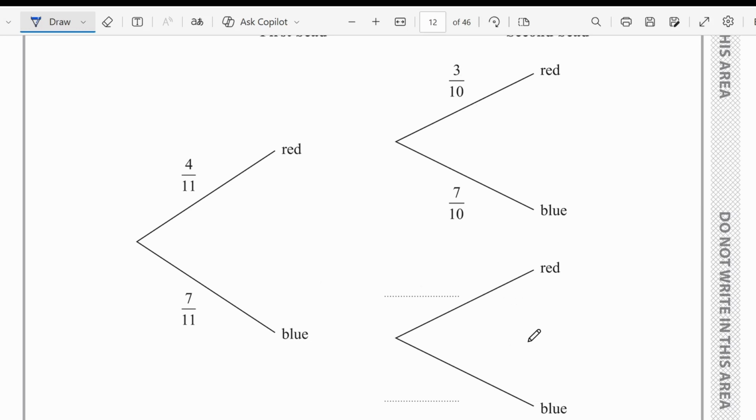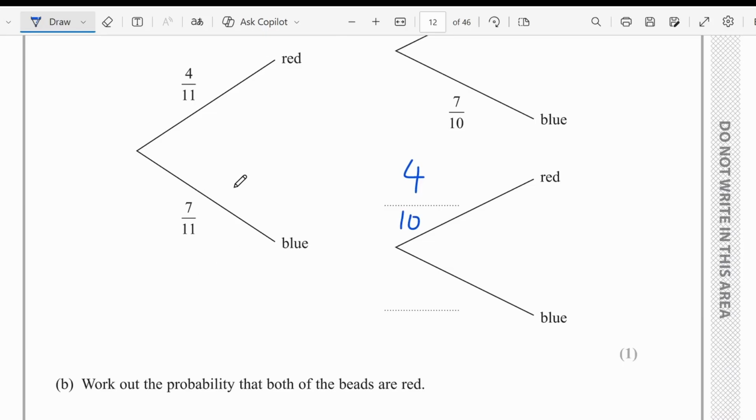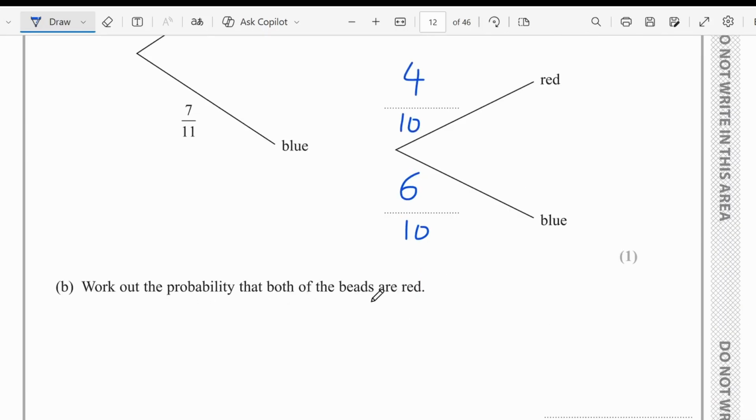Now we have first was blue and the second red, which means we are going to take it the first time. So 4 out of 10. And if first is blue, then the second is blue also, which means the second time it would be 6 blue out of 10. Work out the probability that both beads are red.